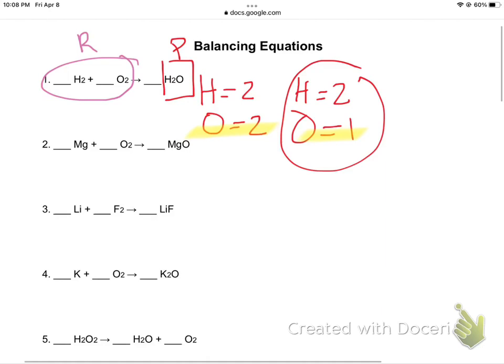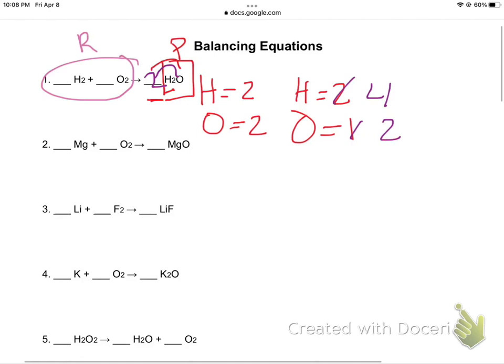So the simplest thing to do would be to get a 2 right here. So to do that, we're going to put a 2 in front of the H2O, and then that's going to give us 4 hydrogen because we multiply the coefficient by the subscript. That gave us 4. Then, just like in math, we distribute this 2 out, and so that gives us 2 oxygen.